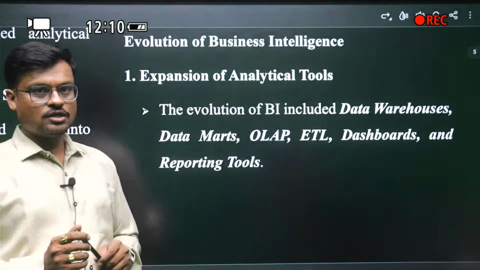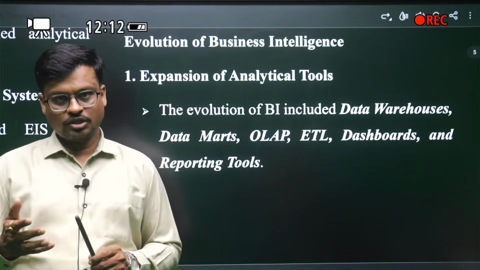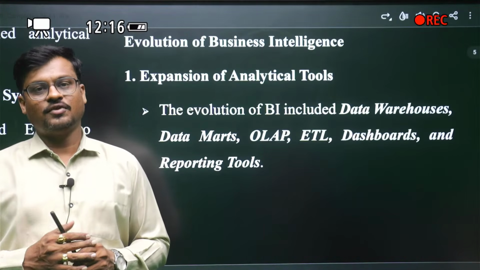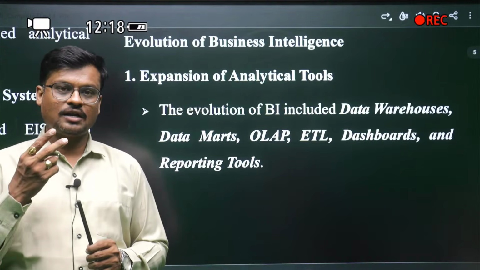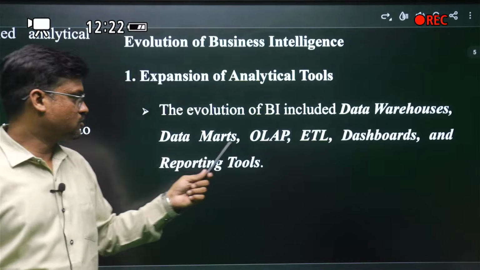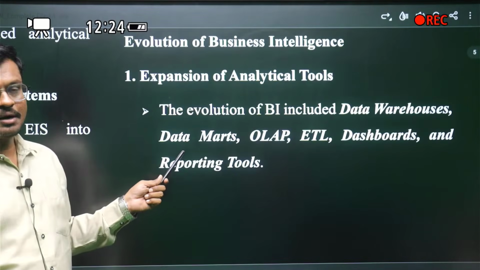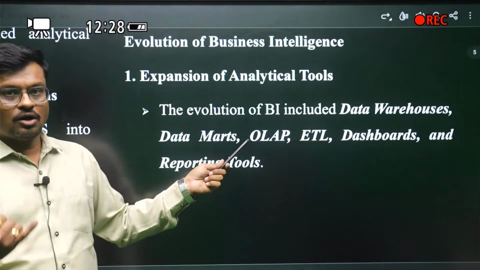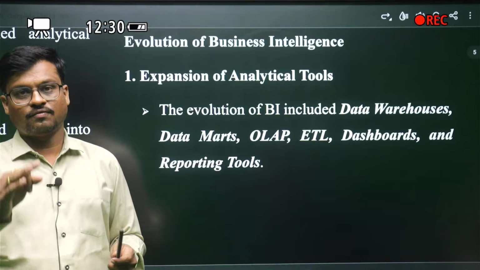A data warehouse should support subject orientation, non-volatileness, and also be time variant. It should satisfy volume, velocity, and volatility. Then it is called a data warehouse. Data marts: data marts are the subsets of your data warehouses. And OLAP, online analytical processing.